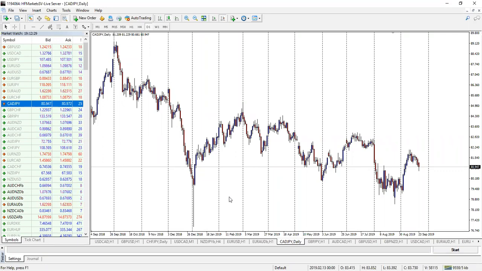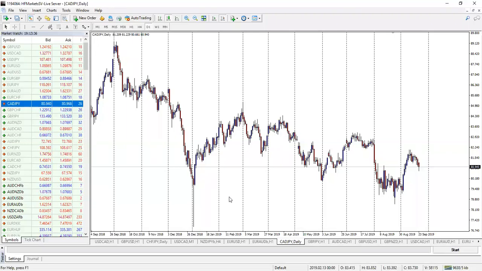This is Canadian dollar, Japanese yen on the daily time frame. If you have just opened your pair like that, how are you going to start? The number one thing that's very important, you have to ask yourself: is the market trending or ranging? Because we always put an emphasis on trading according to the trend. You should not trade against the trend. So is this an uptrend or a downtrend? That is the number one thing to consider, guys.